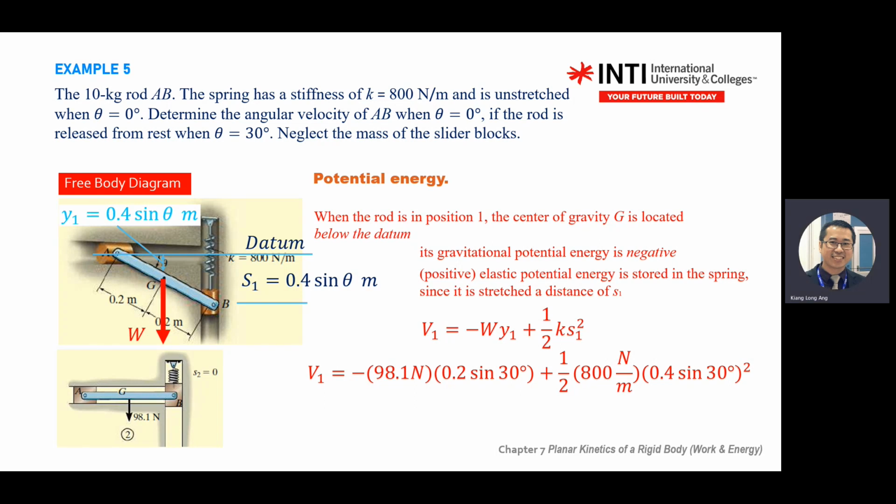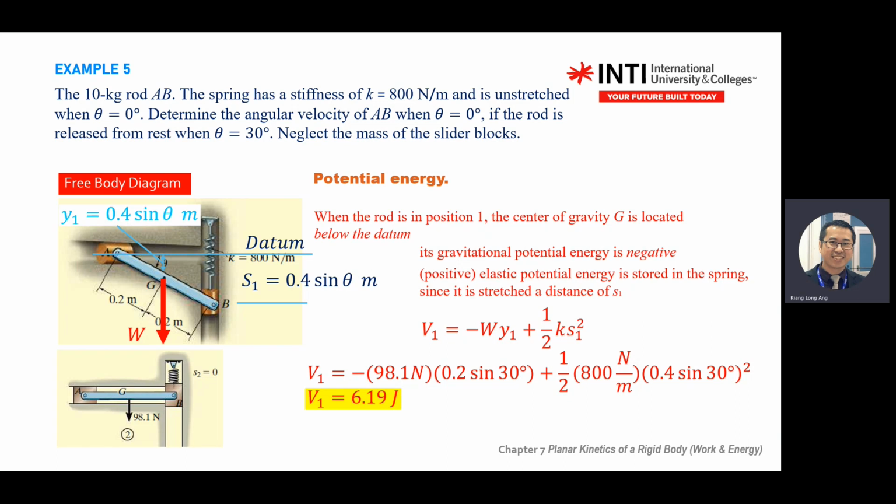Just need to be careful on the unit. Sometimes the question will give you kilonewton and so on. Just be careful. And then S1 is here, because you're referring to the spring. One is the center of gravity, one is the spring. One is the rod, one is this one. Then you get the potential energy for position number 1.